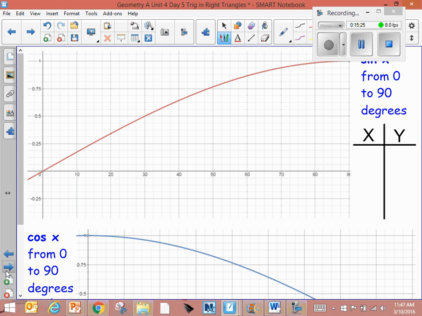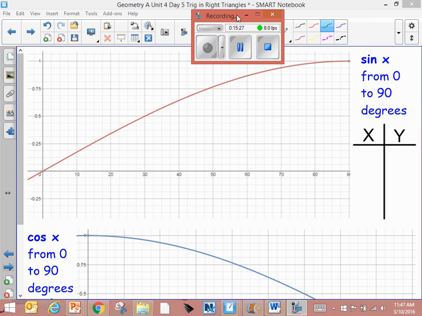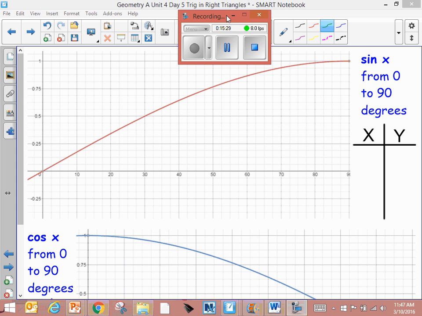This top guy is sine. What can I say about sine? From 0 to 90 degrees. What can I say to that? Hey, let's try this on this guy.